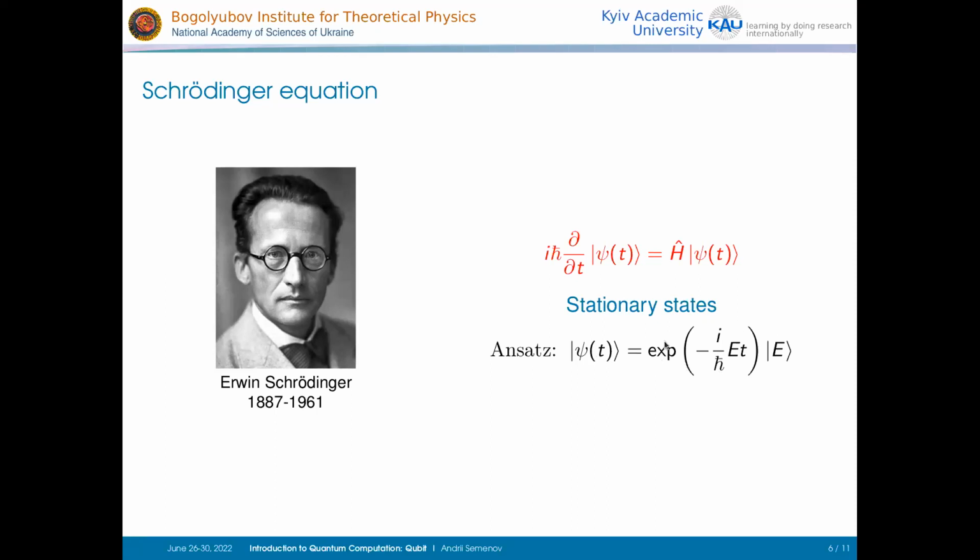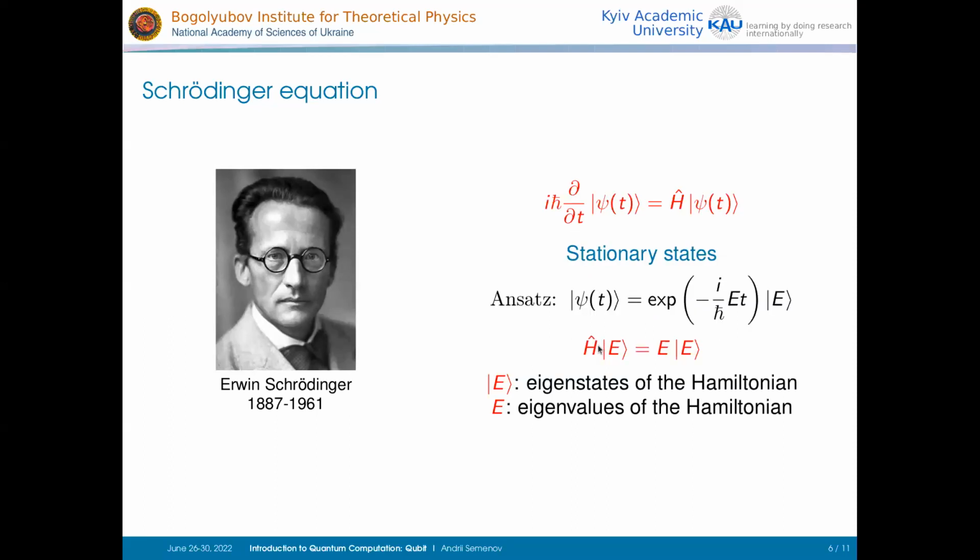product of such an exponent, e to the minus iEt, where E is some constant, some real constant. We will specify what this constant means a little bit later. And after that, some state which depends on this constant. Okay, we need to substitute this ansatz here. And this results in the following equation, which is called the stationary Schrödinger equation, or stationary state.